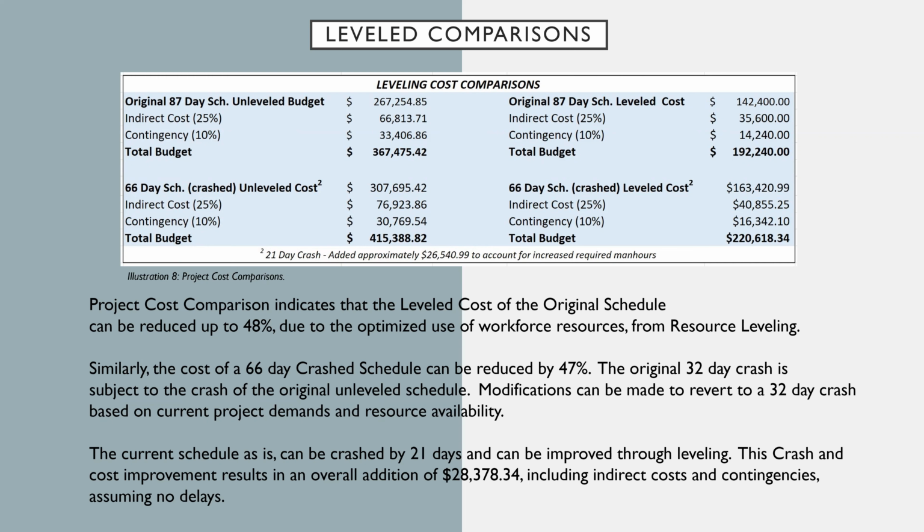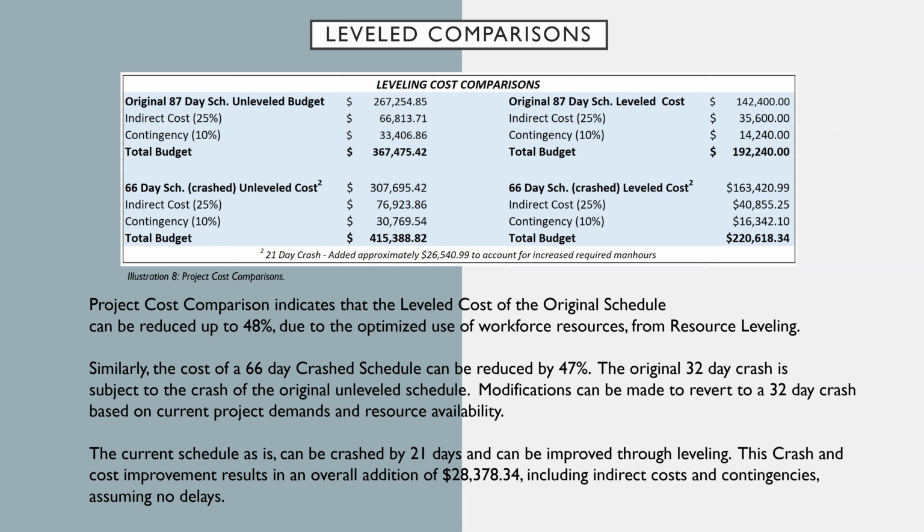They're both near 50%. So the project cost comparison indicates that the leveled cost of the original schedule can be reduced up to 48% due to optimized use of workforce resources from resource leveling. Similarly, the cost of a 66-day crash schedule can be reduced by 47%. So modifications can be made to revert to a 32-day crash based on current project demands and resource availability.